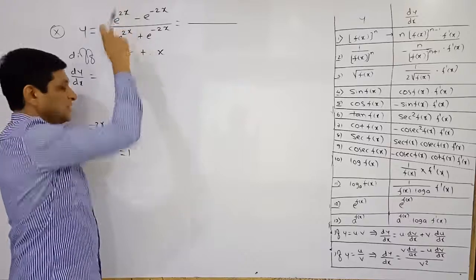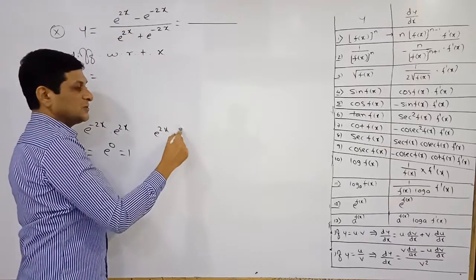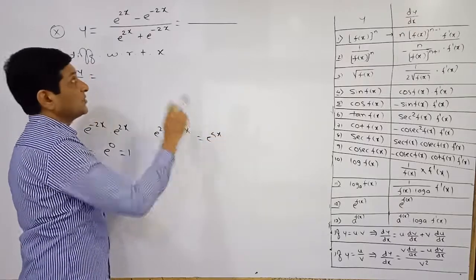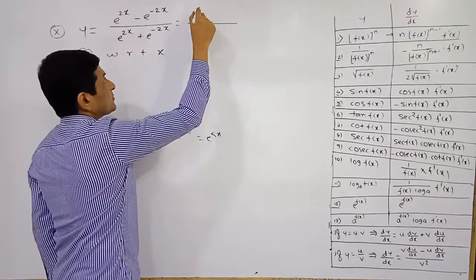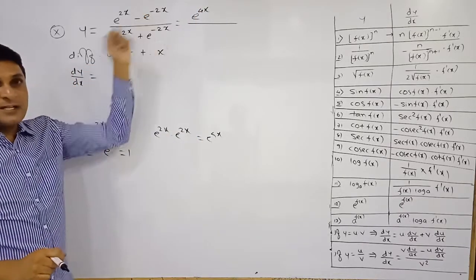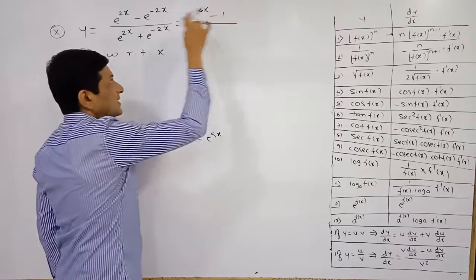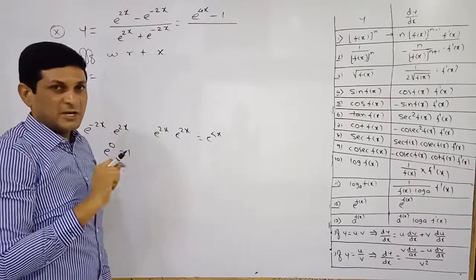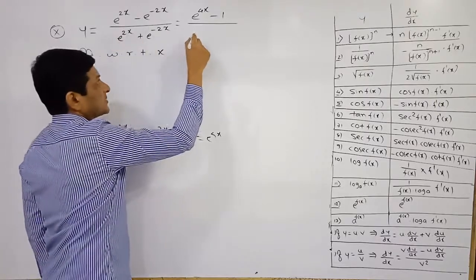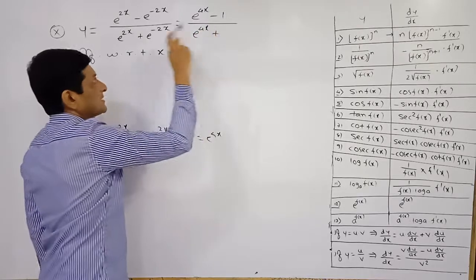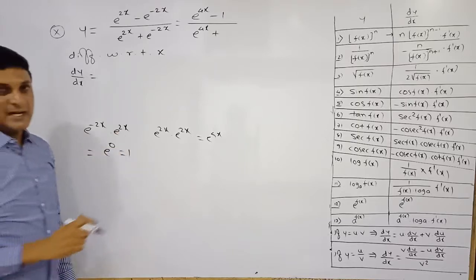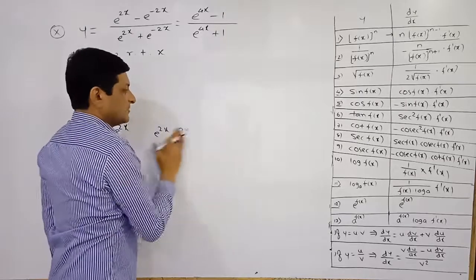If we multiply the first term, e raised to power 2x, into e raised to power 2x, with the same base we take the addition of powers, and it will become e raised to power 4x. And if we multiply here by e raised to power 2x, here we will get minus 1. Since we are multiplying the numerator, we multiply the denominator also by e raised to power 2x. So here we will get e raised to power 4x plus, and multiplying here by e raised to power 2x, we will get 1. So plus 1. Now let us simplify this function.